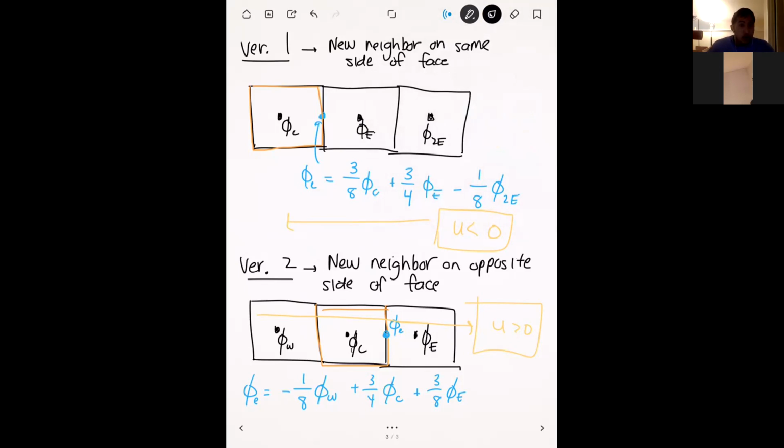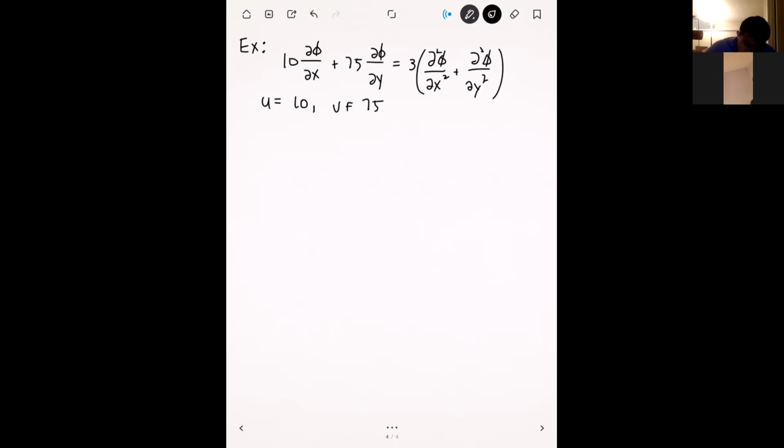All right, so the example looks like this. Let's say that we have 10 partial phi partial x plus 75 partial phi partial y is equal to 3 partial squared phi partial x squared plus partial squared phi partial y squared. And from this equation, we can see that u is equal to 10, v is equal to 75, and k is equal to 3.